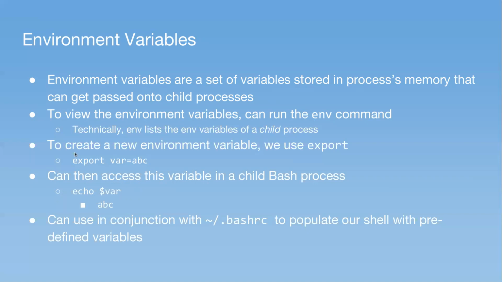To create a new environment variable in Bash, we use the export command like this. This will create an environment variable called var. We can then use this variable in a child Bash process. You export var as an environment variable, and then a child Bash process will automatically import all the environment variables. So in the child Bash process, you can type in echo $var, and that will print the value of var in the child's process. We are very familiar with the export command because we use it in bashrc, so we can pre-populate our shell with predefined variables.